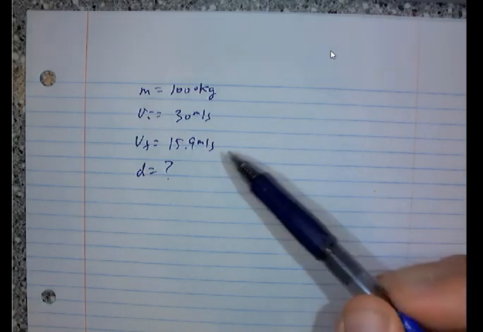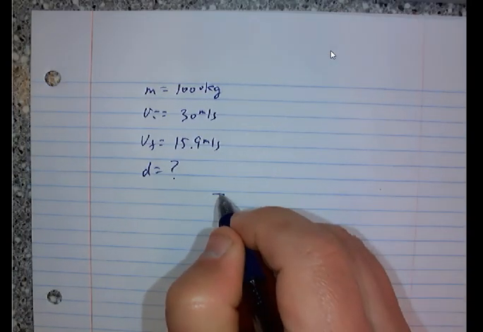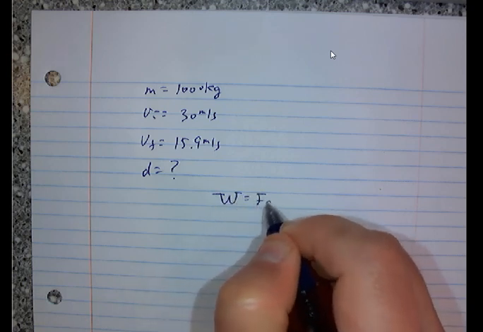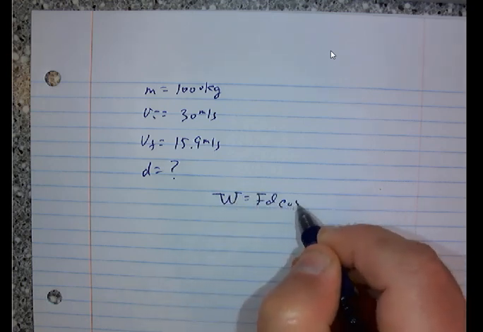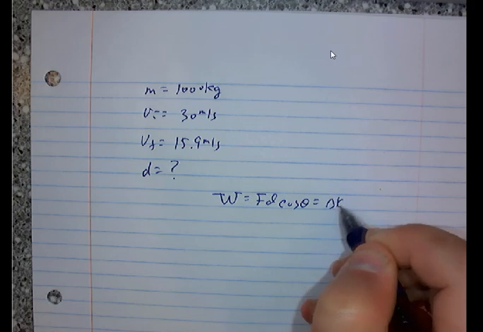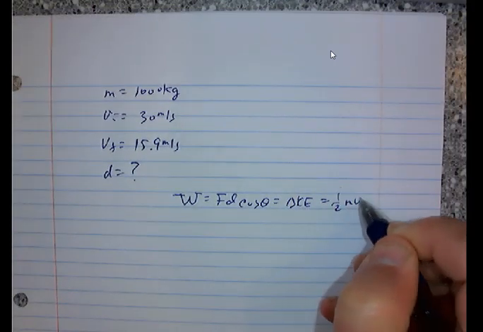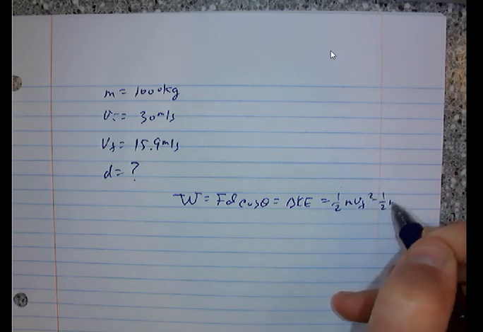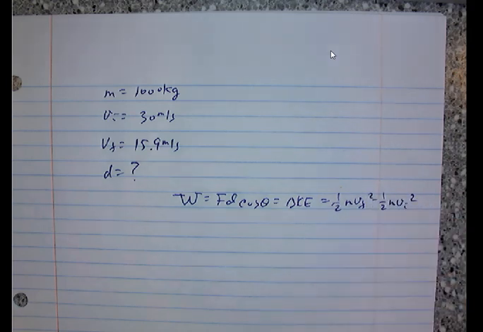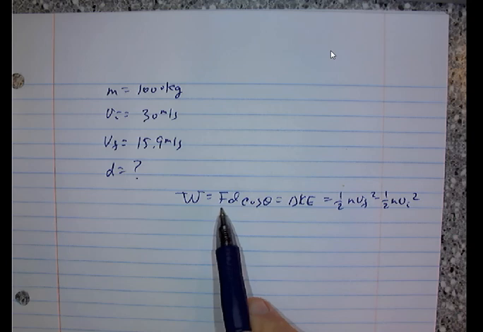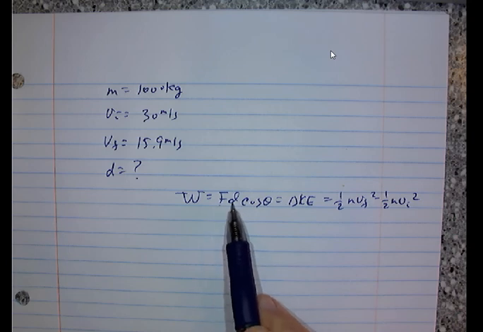The work energy theorem is this. The net work, F D cosine theta, is the change in kinetic energy. And this will be 1/2 m v final squared minus 1/2 m v initial squared. Now I know the net force. I'm trying to figure out D.